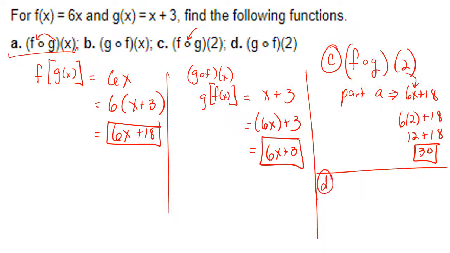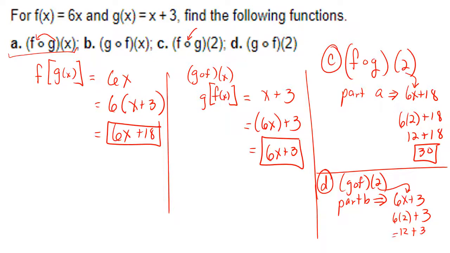And last but not least, part D, g of f of 2. That would use part B, because part B is where we calculated the g of f. The part B answer was 6x plus 3, so we plug in a 2 because that's the given value. 6 times 2 is 12, and 12 plus 3 is equal to 15, and that is the answer.